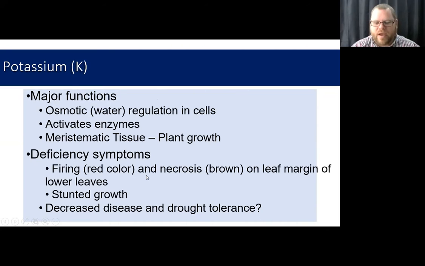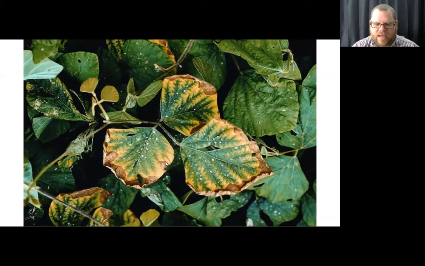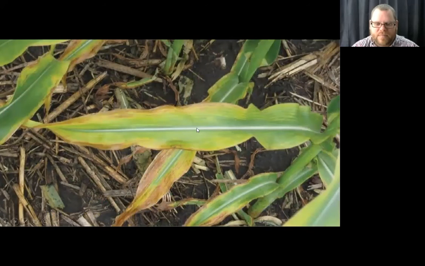Deficiency is a red color or necrosis, a brown margin, and stunted growth, decreased disease and drought tolerance. So we see here some brown edges on these plants, some yellowing going on too. But you notice the yellowing is not in the midrib, the yellowing is on the outer edges, and it will eventually work its way to the middle. Again, opposite of nitrogen, which was midrib, potassium is on the outside.